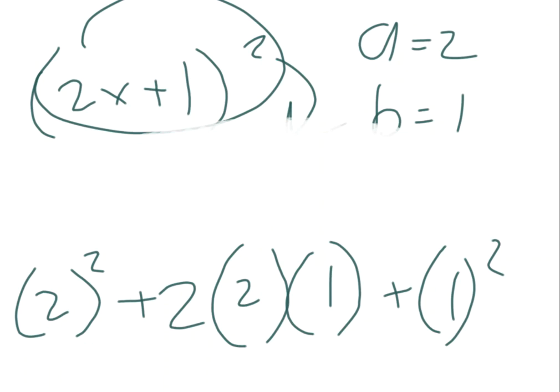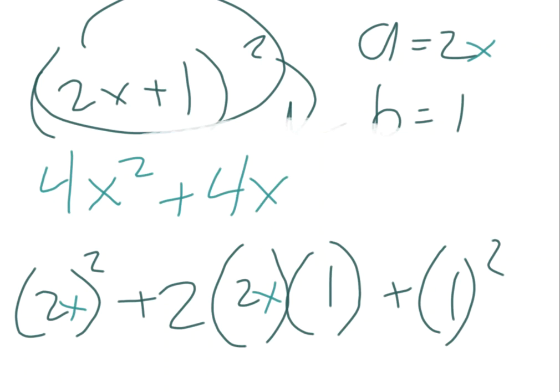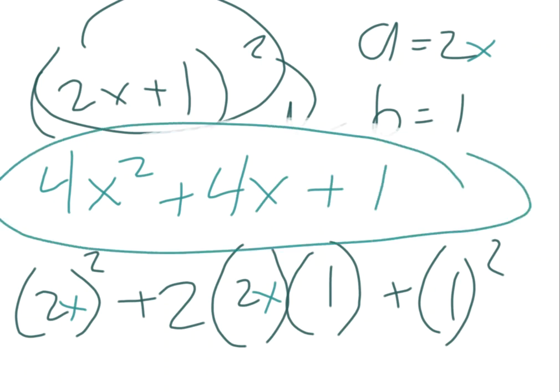So we will have 2 squared is 4. And make sure to include the x. I forgot to do it earlier, but your a and b always have their x with them. So everywhere we put a or 2, it had an x there. I completely forgot to include that. So we'll have 4x squared plus 4x plus 1. So our answer will end up being 4x squared plus 4x plus 1 because we expanded.